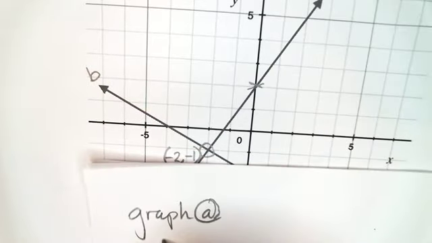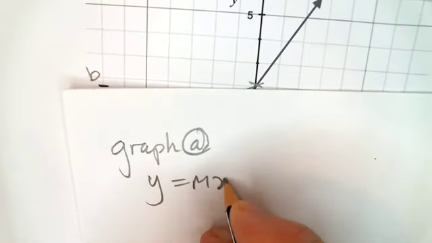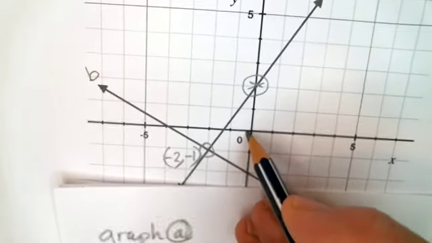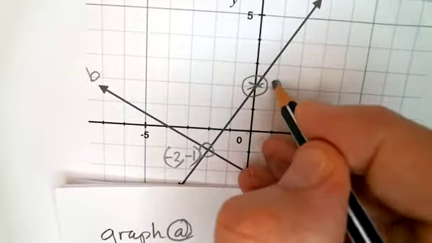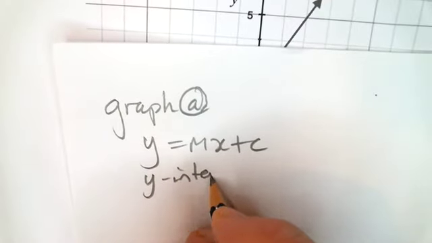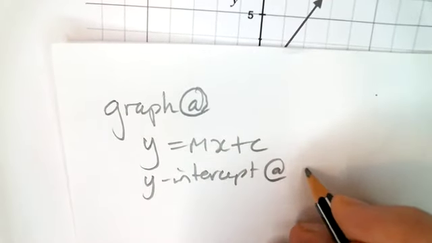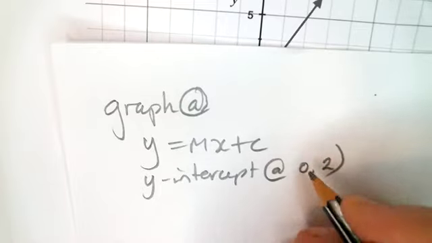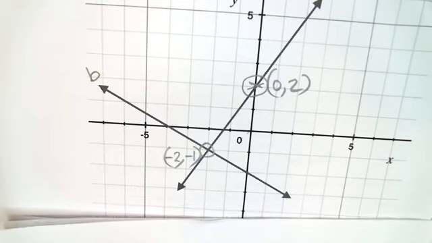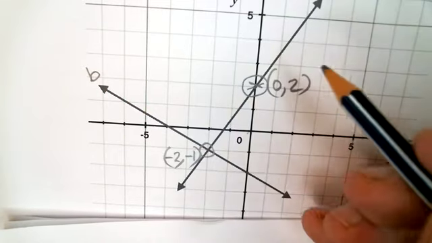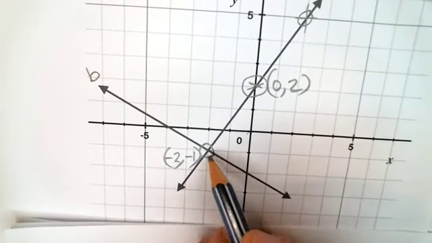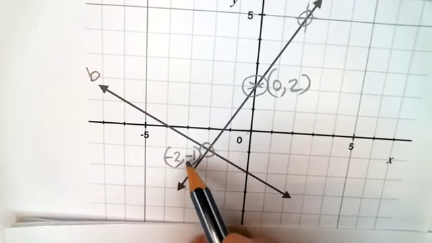We've got y is equal to mx plus c. We can see we've got a y-intercept at 0, comma 2. We've also got a gradient, and we can see several points where it passes through. There's a clear point where it passes through there. It also passes, of course, through -2, comma -1.